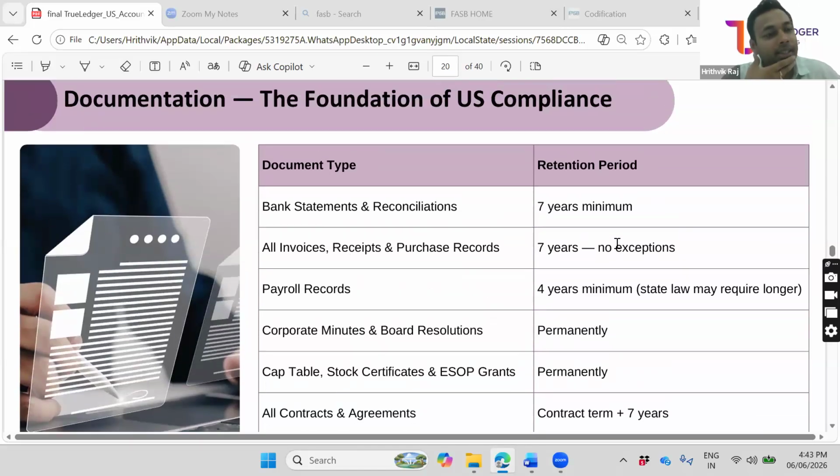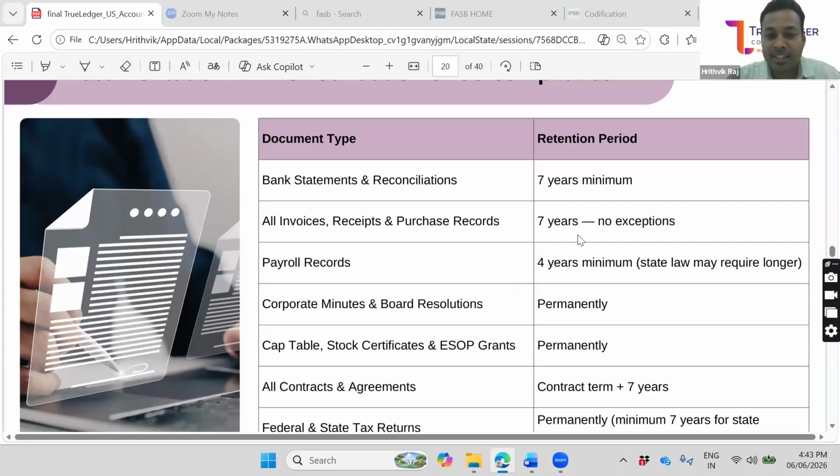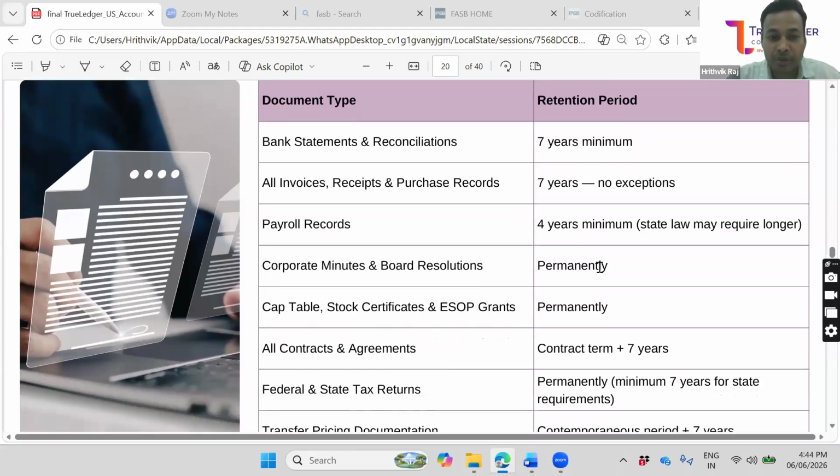Now another question here: for how many years do we need to maintain our books of account? It's not prescribed so much for everything, because it differs based on what kind of documents you have, what kind of compliance, and what kind of law applies. On that basis, it depends how many years you need to retain your books. In general, it's 3 to 7 years. For bank statement reconciliation, it's 7 years minimum. Invoices received, 7 years. Payroll records, 4 years.